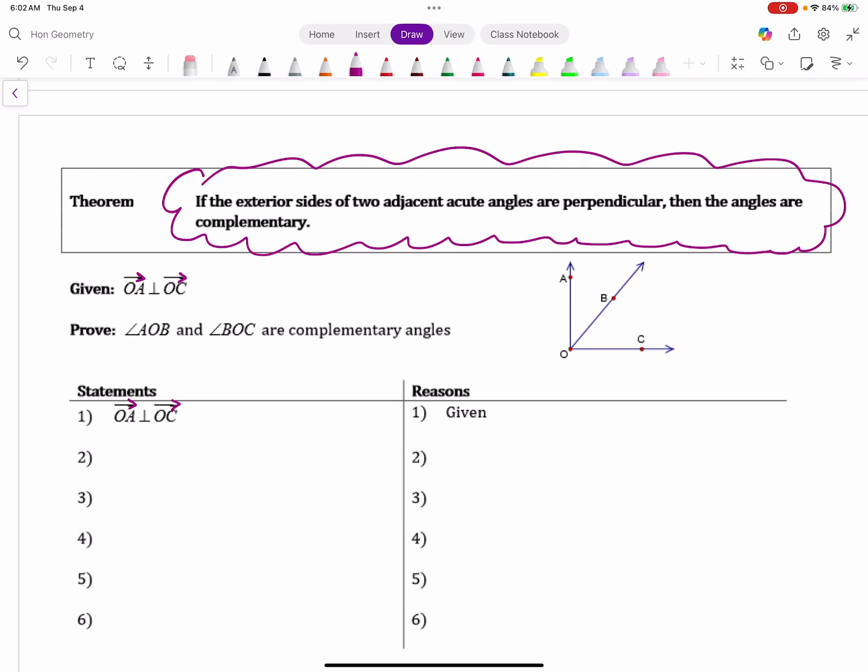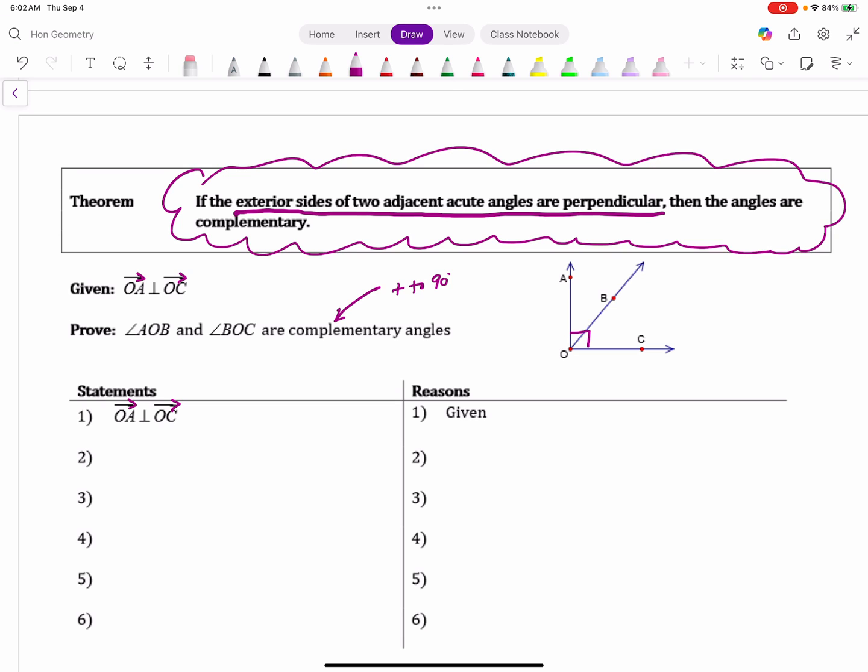Okay. So if the exterior sides of two adjacent acute angles are perpendicular, so we're saying we've got these two adjacent acute angles, they're going to be perpendicular, then we've got to prove that the angles are complementary. The way we're going to get there is if we can show that they add up to 90 degrees, that'll make them complementary. That's our whole goal: how are we going to get to saying that those two angles' measures will add up to 90 degrees.